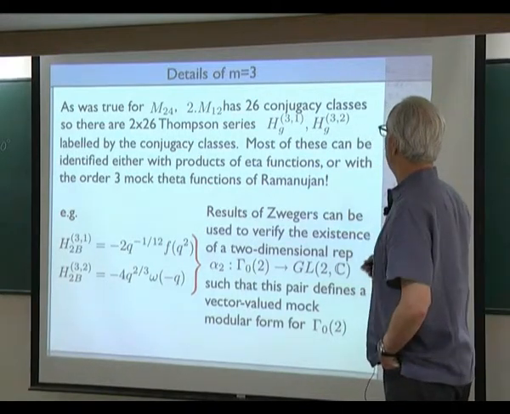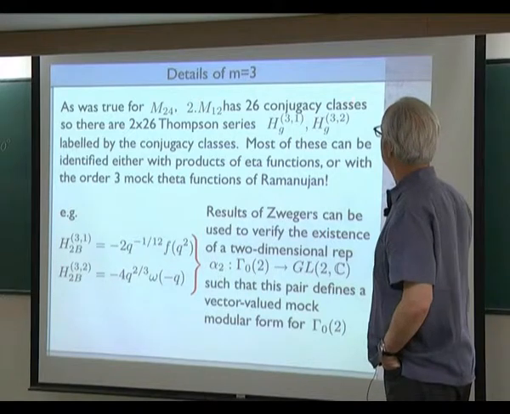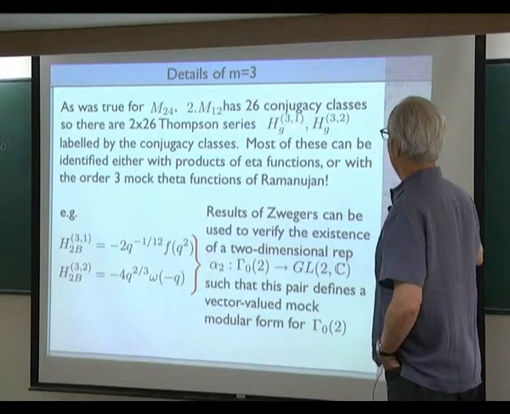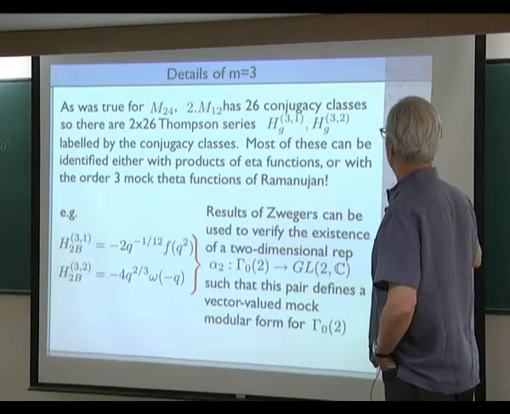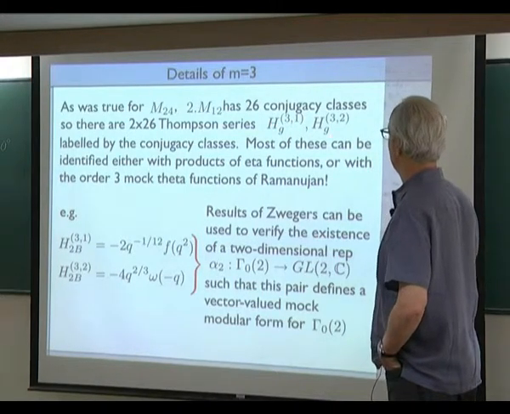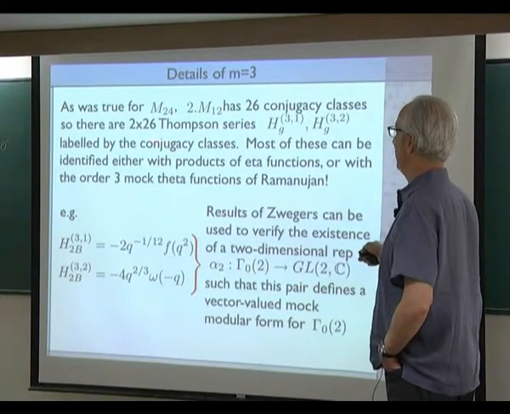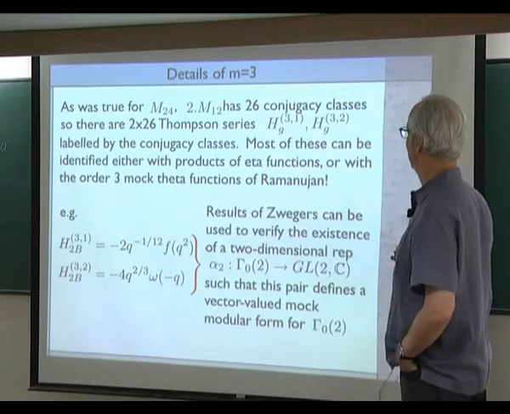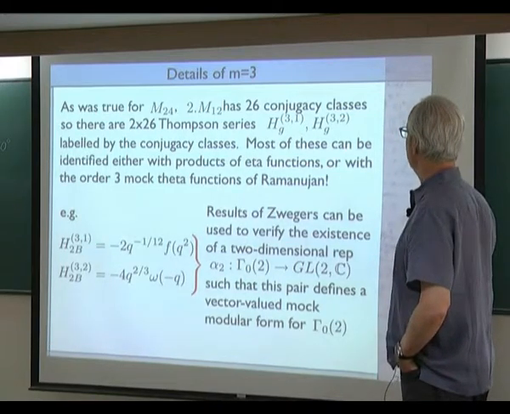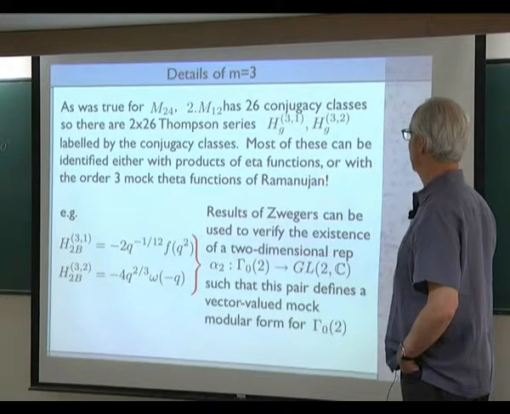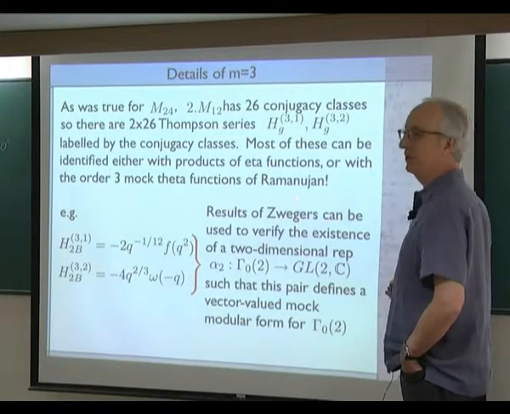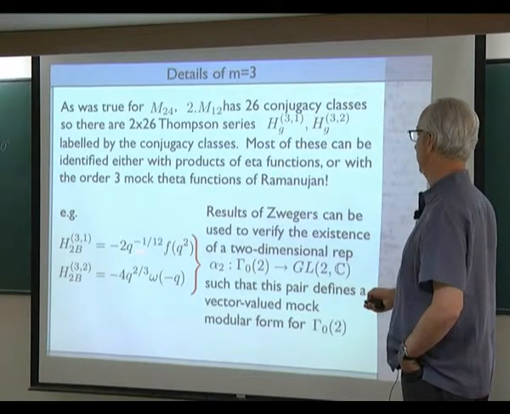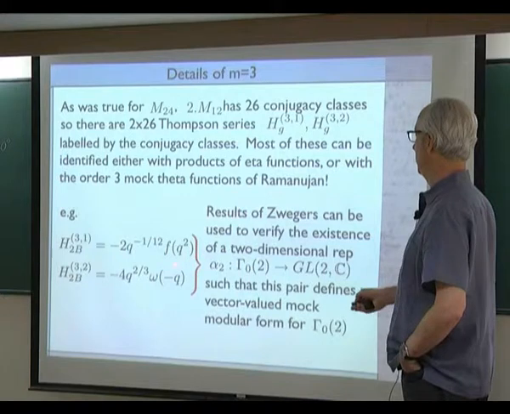Okay, so just a little bit more details of this n equals 3 case. There are 26 conjugacy classes. So there are 52 Mock-Thompson series, because you can twist each of these 2 components. So I guess for every card in a deck of cards, there's a Mock-Thompson series. And most of these can either be identified with eta functions or with the order 3 Mock theta functions that Ramanujan first wrote down. So for example, here was the example I gave you in the very first slide. You get this order 3 guy.